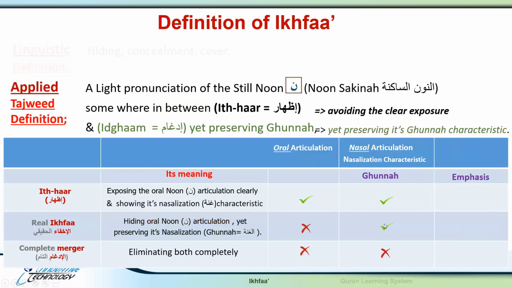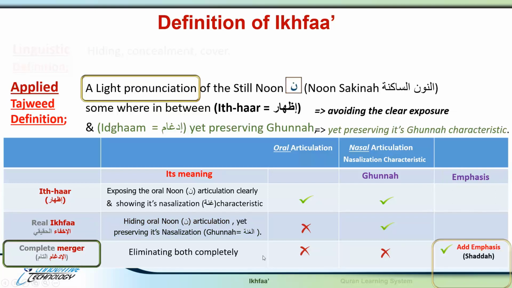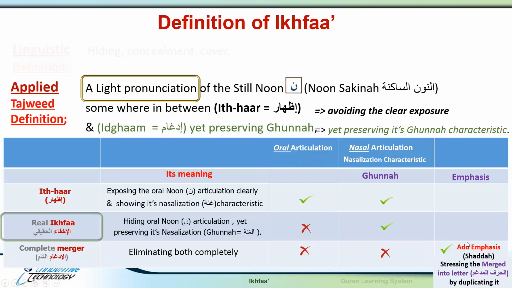And we had also mentioned in the definition the wording of light pronunciation. So what do we mean by that? In Idghaam, we add emphasis, shadda, where we stress the merged-into letter. We make shadda of that letter, تشديد الحرف المدغم, resulting in duplicate instances of that letter, which is the meaning of shadda. While in the situation of Ikhfaa, we avoid emphasis. In that case, we have the ghunna, but we don't do a shadda. We avoid adding a stress on the letter that follows the noon.